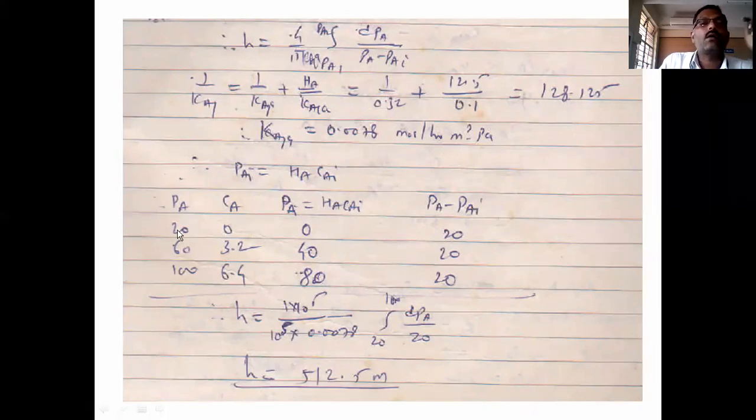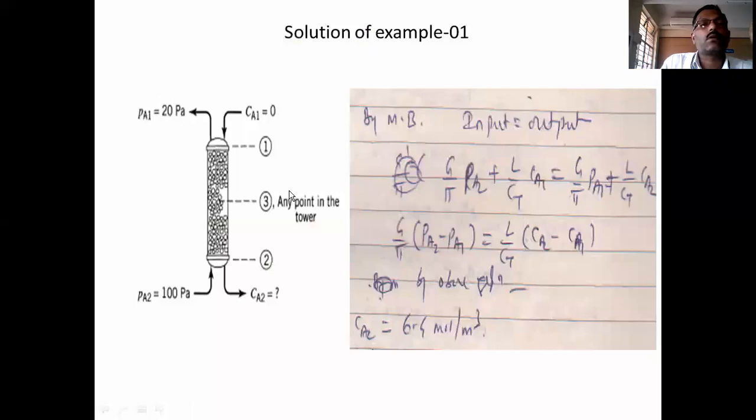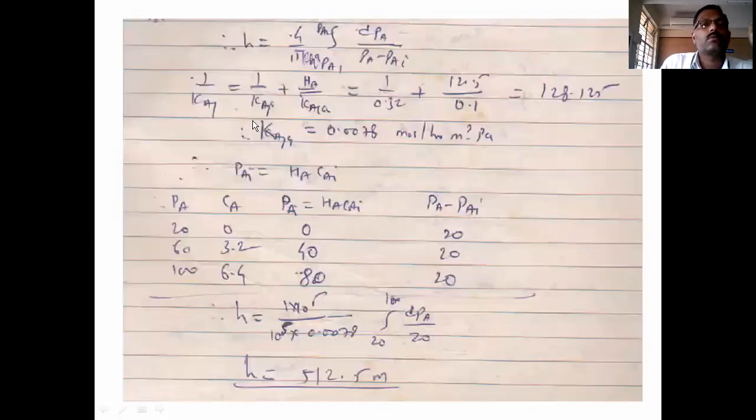Now at the top of the column, at point 1, what is the PA value? 20. What is the corresponding CA value? 0. Here 20, 0. What is the PI, which is equal to HA into CI? CAI is 0, HA is 12.5, CI is 0 here. So PAI is also 0. So what is PA minus PI? This difference PA minus PI is 20 minus 0, which is 20.